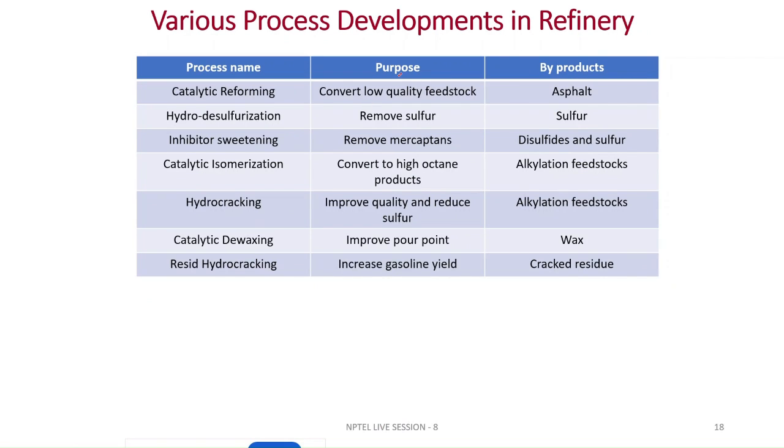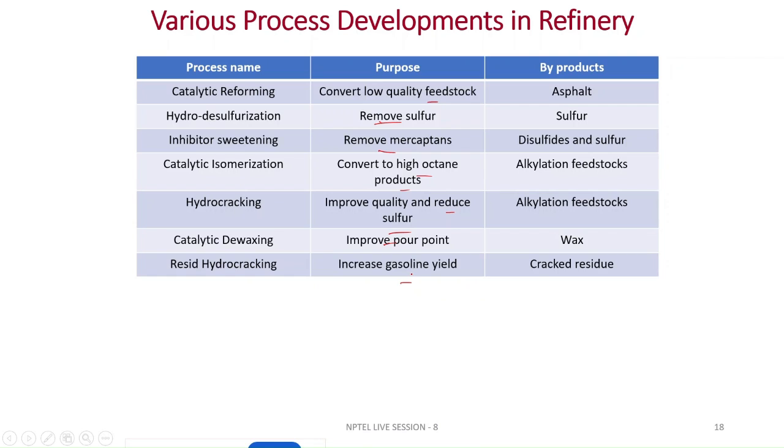Catalytic reforming, convert the low quality feedstock. Hydrodesulfurization, it is removal of the sulfur. Inhibitor sweetening, removal of the mercaptans. Catalytic isomerization, convert to high octane products. Hydrocracking, improve the quality and reduce the sulfur content. Catalytic dewaxing, improve the pour point, and resid hydrocracking, increase the gasoline.